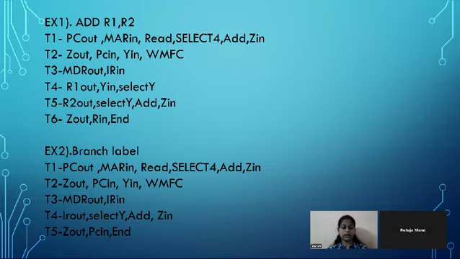In the last cycle, T5: Z out, PC in, end. The value from the Z register, the new PC address after the branch calculation, is placed onto the bus. With PC in, the new value is loaded into the PC register, updating it to the target address of the branch. And end is used to show that the operation is completed here.